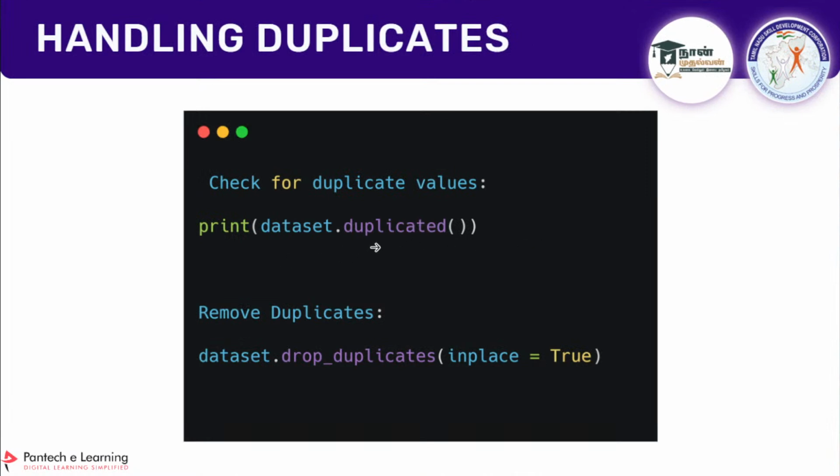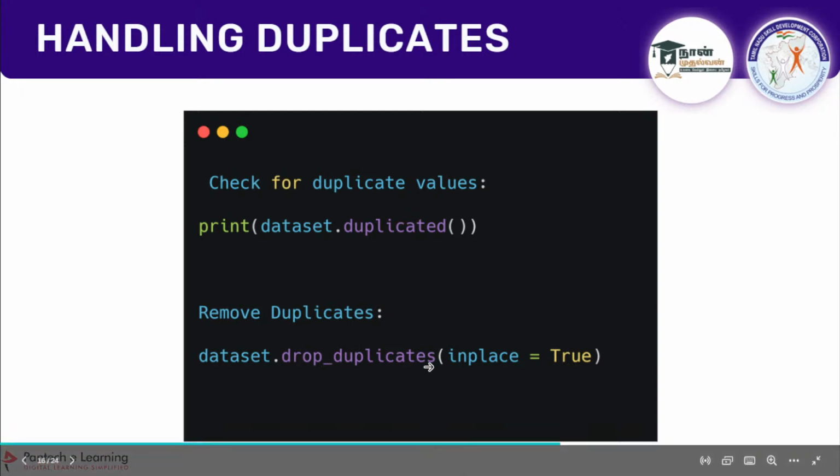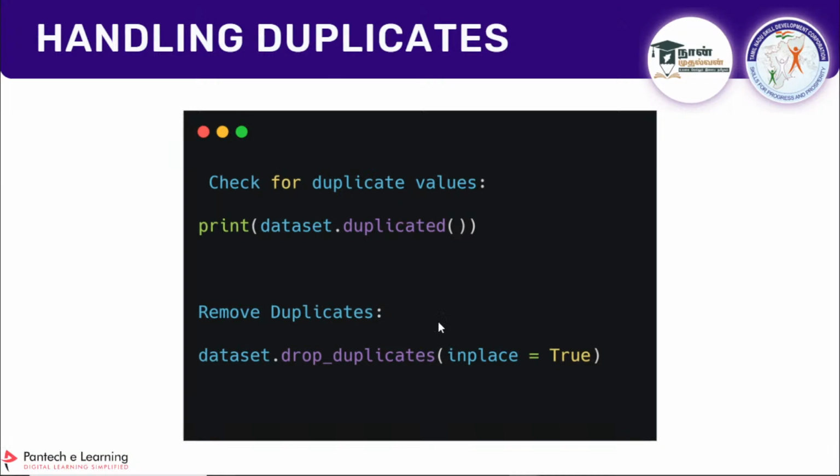If you want to check for duplicate values, then you can go with dataset.duplicated. It will give you a boolean. Based on the requirement, you have to go with mean or median or mode, based on the dataset you are handling and the column. For checking duplicate values, you can go with .duplicated, which gives a boolean. For summing it, you can go with .sum. And if you want to remove those, you can go with drop_duplicates, and if you set inplace equal to True, the duplicate rows will be removed.